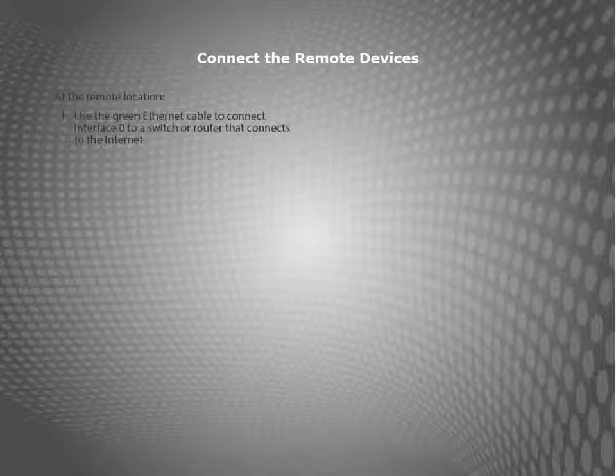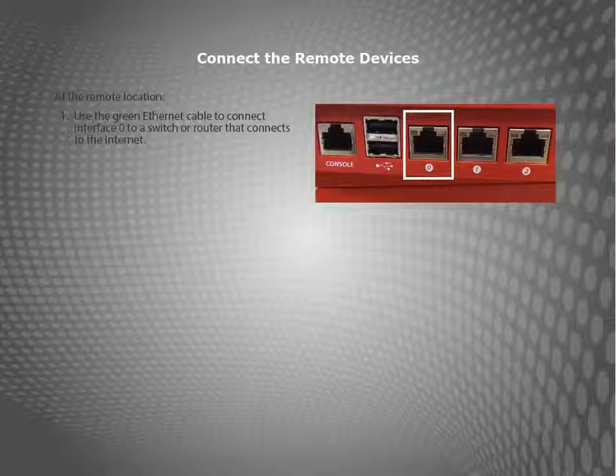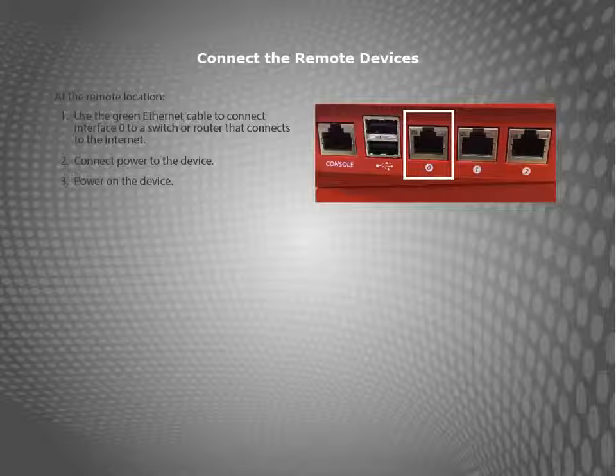To connect your device, someone at the remote site must use the included green Ethernet cable to connect interface 0 to a switch or router that connects to the internet. Connect power to the device, and then power on the device.